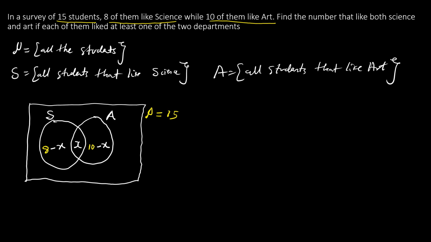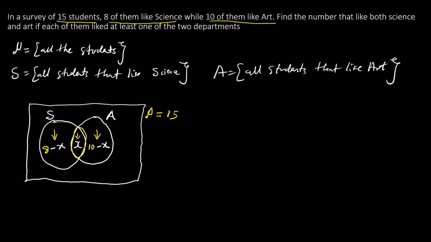Let's look at the Venn diagram once again. If all these circles represent students who like science, and this small part represents students who like science and art, therefore, this part will represent students that like only science, while this part represents students that like only art. And this part represents students that like both science and art.